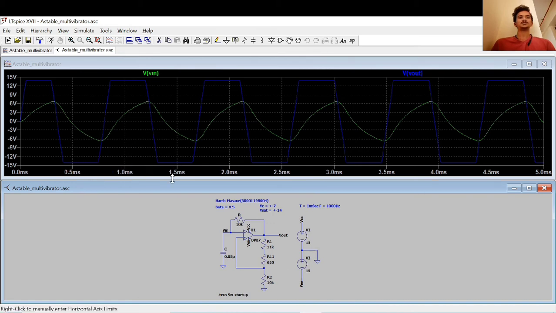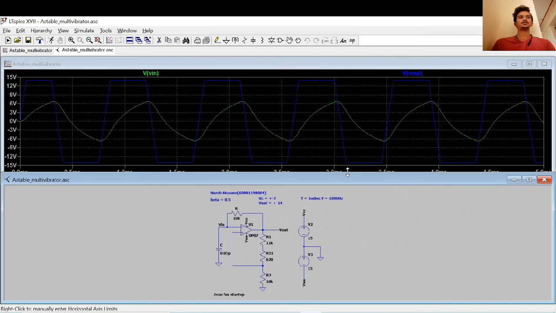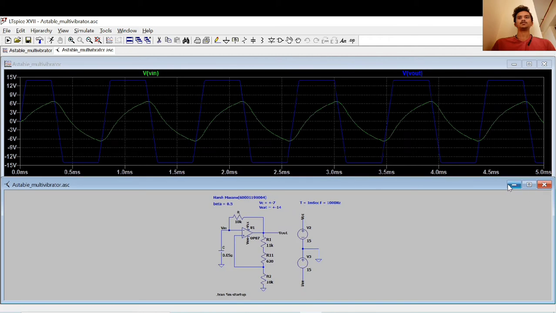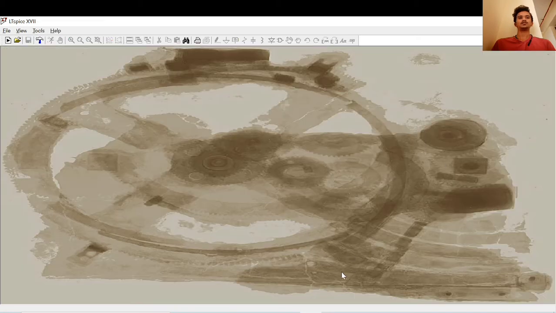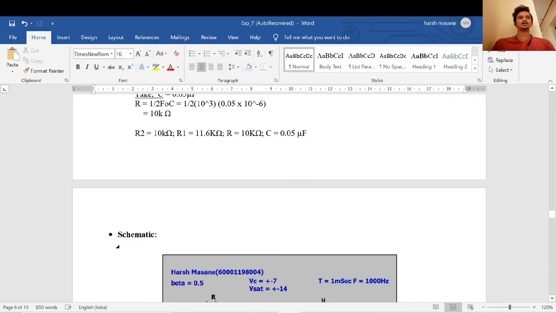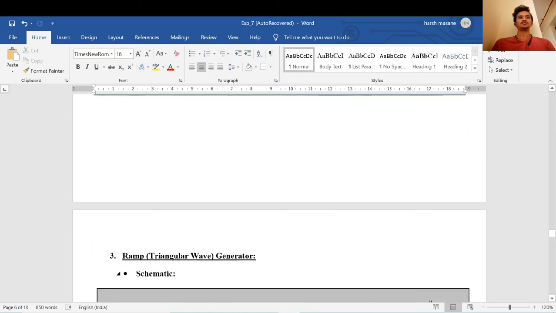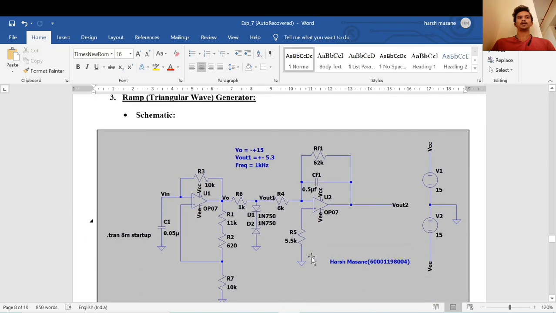This charging and discharging time depends on the components. As we see in the R and C, I have taken 10 kilo ohm and 0.05 microfarad. So in this fashion, we can generate a square wave by the astable multivibrator configuration. So now we'll move to the next application, that is to generate a ramp or triangular waveform.